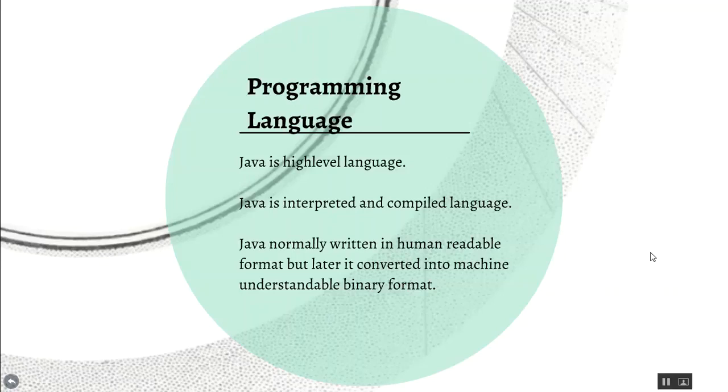The thing is that these high-level languages are not understood by the computer or machine. So we need to interpret and compile them. Java also provides interpretation and compilation features by itself. Before your application runs, your code is going to be compiled and interpreted into machine-understandable code, and that machine-understandable code is in binary format, that is zeros and ones.